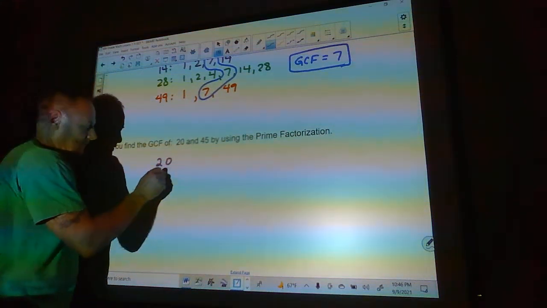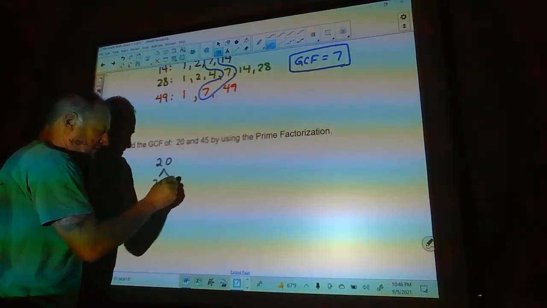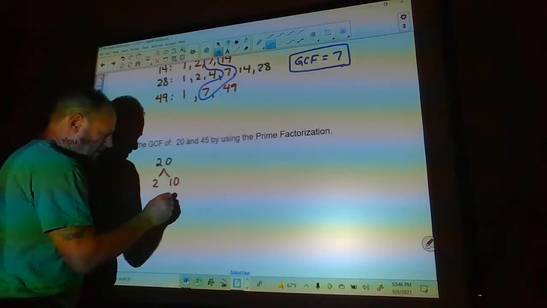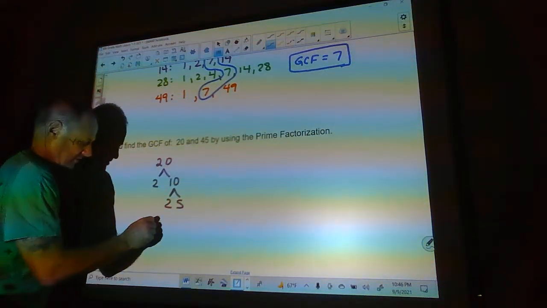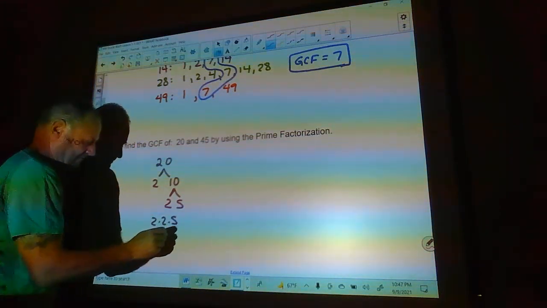Okay, 20. I can split that up into 2 times 10. 10 I can split up into 2 times 5. So my prime factorization is 2 times 2 times 5.